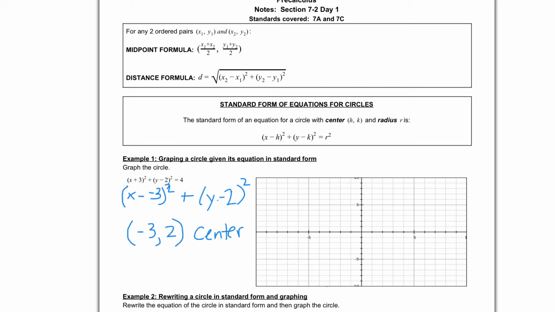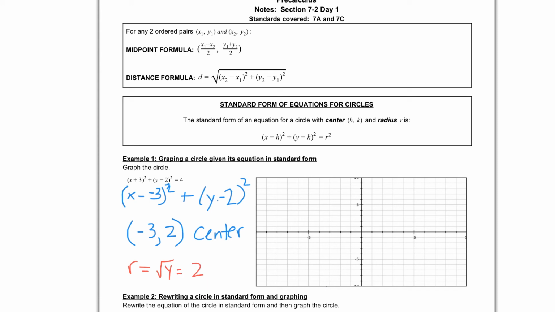And to find the radius, remember this number over here that's squared, that means this 4 is r squared. So we would have to take the square root of that in order to find what r is. So we know our r value is the square root of 4, which is 2.